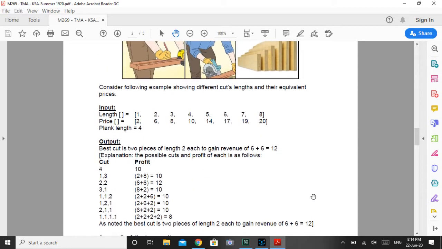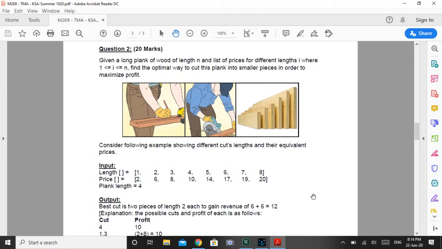You will be given a blank of wood. This plank of wood has a specific length. Now, you will be given actually different lengths. You will be requested to cut it into different lengths, and each length has a different price. You need to cut this plank of wood into separate pieces to maximize your profit.